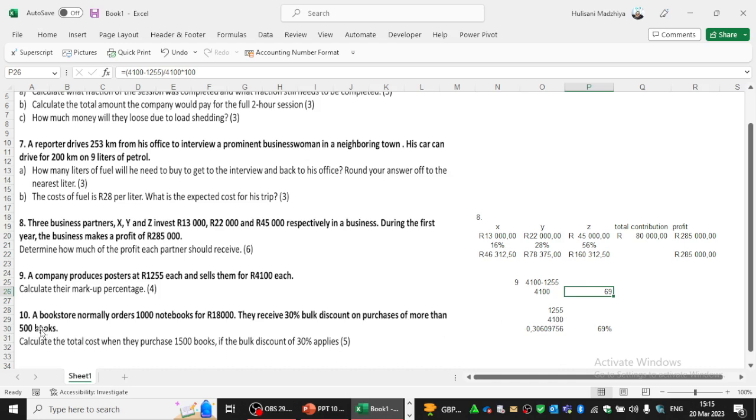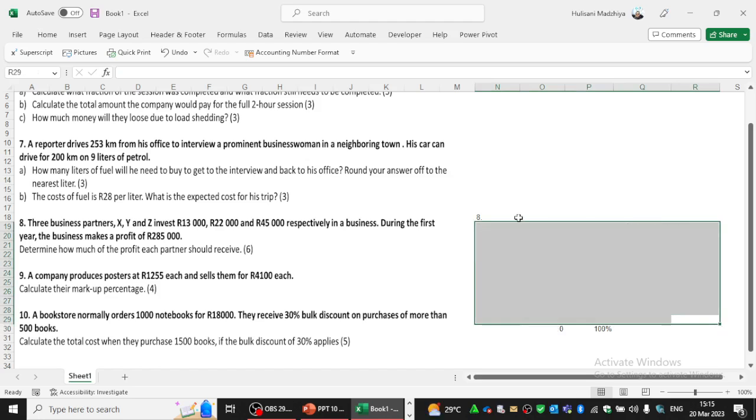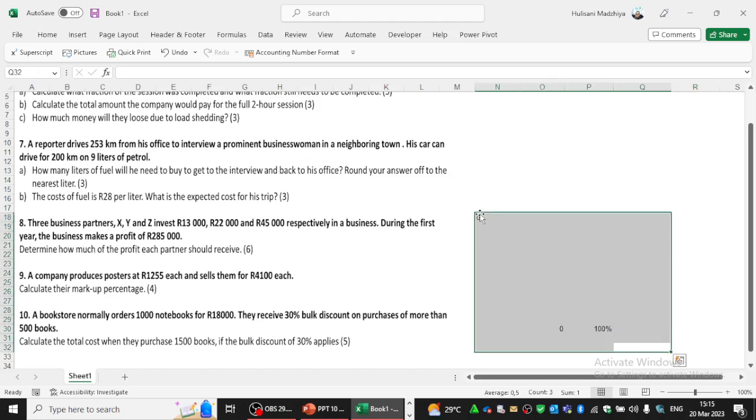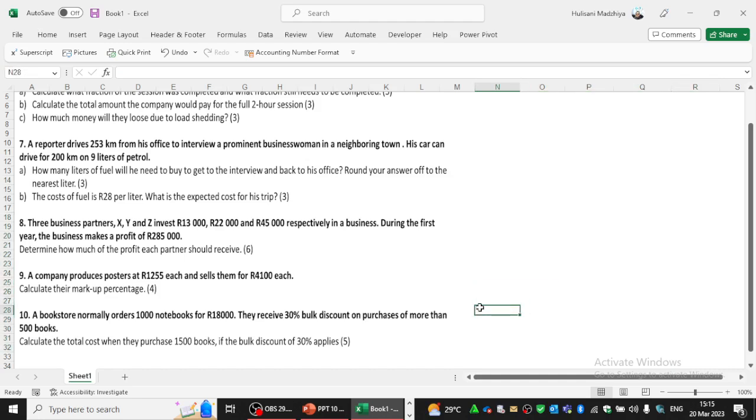And then on this one, it says that a bookstore normally orders 1,000 books for 18,000. They receive a 30% bulk discount on purchases of more than 500. Calculate the total cost when they purchase 1,500 books if the bulk discount of 30% applies. So this is similar to the activity that we performed in our previous lesson, which is lesson number 9. So I'm just going to do it with you guys.